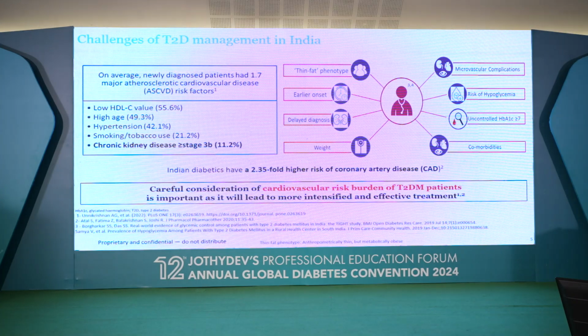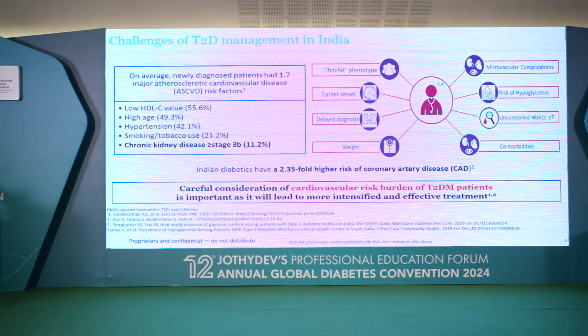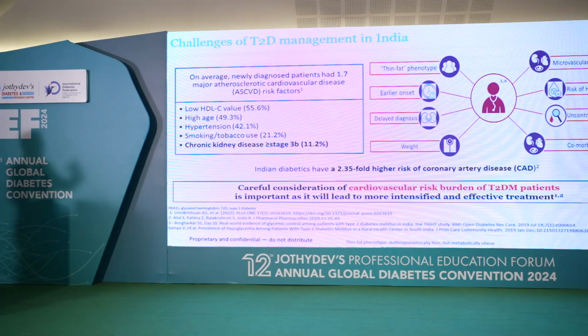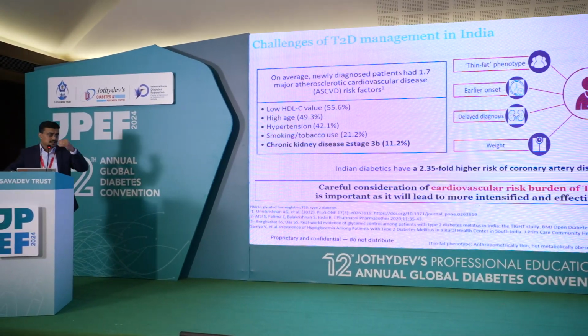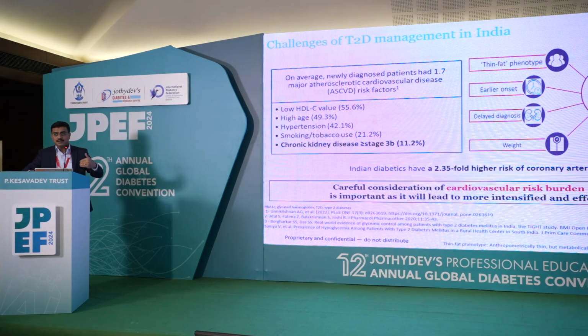Then there is data which says that we have an earlier onset of diabetes and also a delayed diagnosis of diabetes. That's why most of the guidelines say that though internationally we should screen people at a certain age, we may screen Indians 5 or 10 years earlier. We may even start statins a few years earlier.